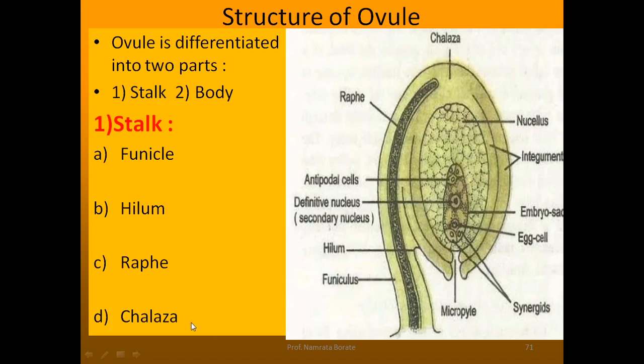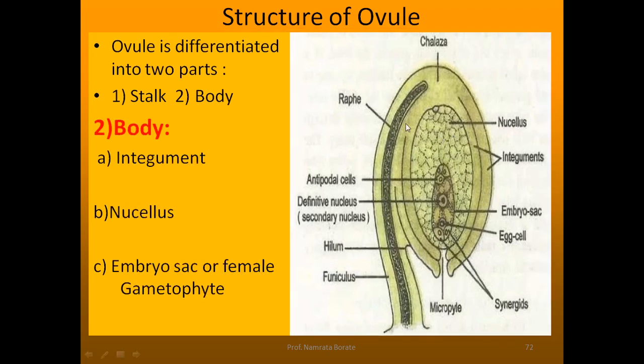Next, the last one in the stalk portion is the chalaza. The chalaza is the basal portion of the ovule and the upper end of the raphe. On the upper side of the raphe there is the chalaza. From the chalaza the integuments start arising. This chalaza provides the base for the ovule.